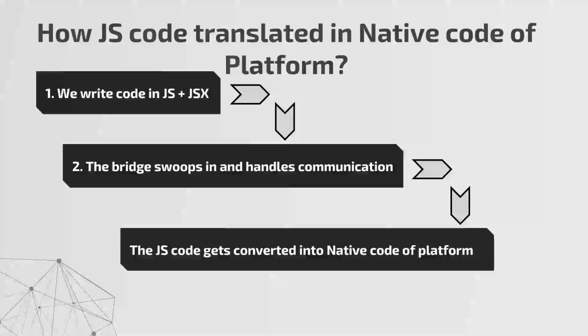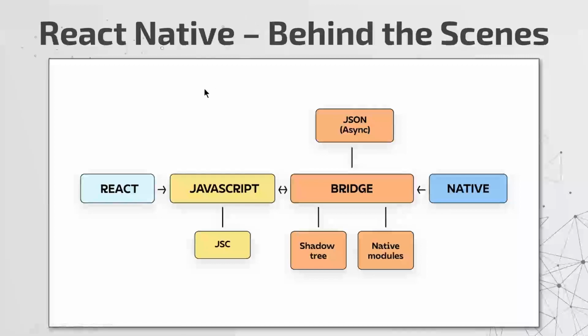So this is a basic overview of how JS code gets translated into the native code of the platform. For example, we write code in JS plus JSX, right? Then there's a concept of a bridge, which handles the communication between JS and the native component, and the JS gets converted into the native code of the platform. So this is a very basic overview of how these React Native applications work. We'll go much deeper into these things. So this is the behind the scenes, as you can see.